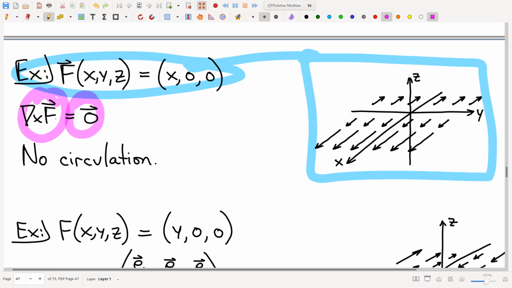No curl suggests nothing's rotating. And now let's just see, does that make sense? Does this look like there's no rotation? And I think that's pretty believable, right? I mean, it just looks like all straight lines. So I think that's pretty satisfying. Is everybody okay with that? Pretty believable. Okay. All right. The next one is subtle.